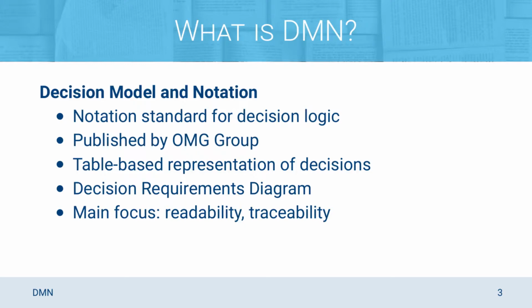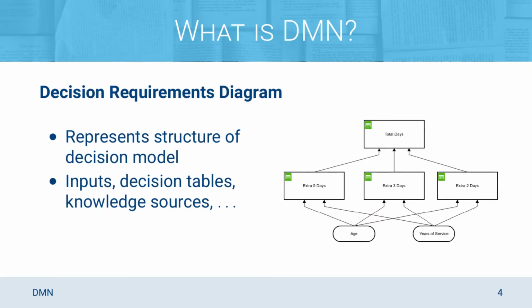We then group these decisions together in decision requirements diagrams in order to showcase how these decisions are interconnected. This improves traceability of decisions. In this way, the decision requirements diagram represents the structure of our decision model. In it, we can show inputs, decision tables, knowledge sources, and more. In the example, there are two inputs, namely age and years of service, and there are 4 different decisions.